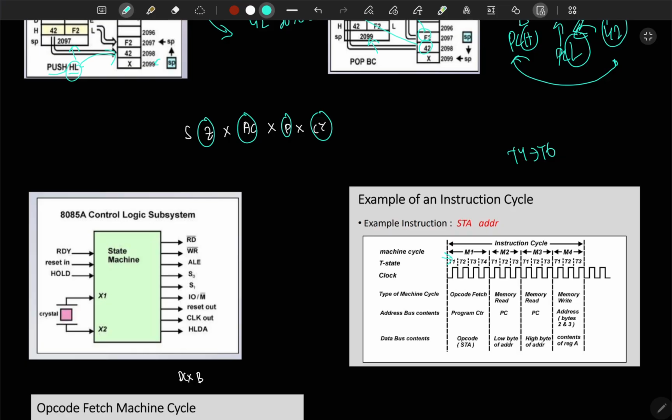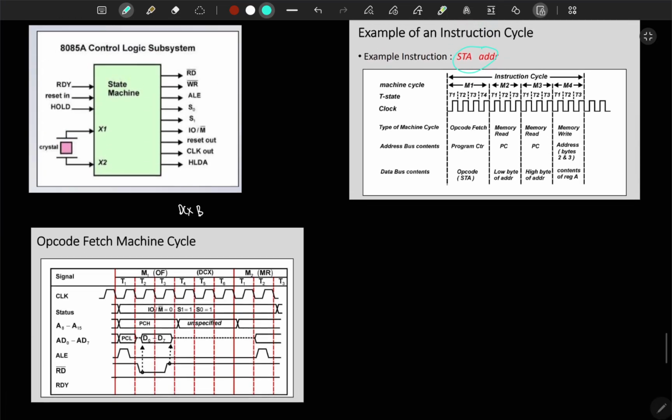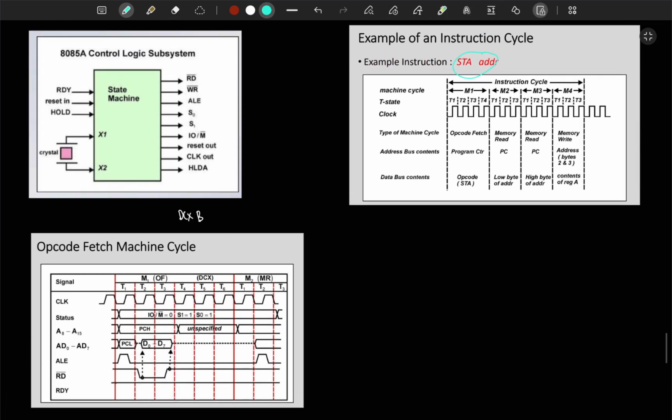Machine cycle means how many cycles this specific instruction has, and T state means how many clock pulses each machine cycle takes. In this case, an instruction cycle called STA ADR has 4 machine cycles, which are fetch, read low, read high, and write. And those specified machine cycles have these T states, meaning the clock pulses. Okay. Now, this is a diagram for the decrement B.